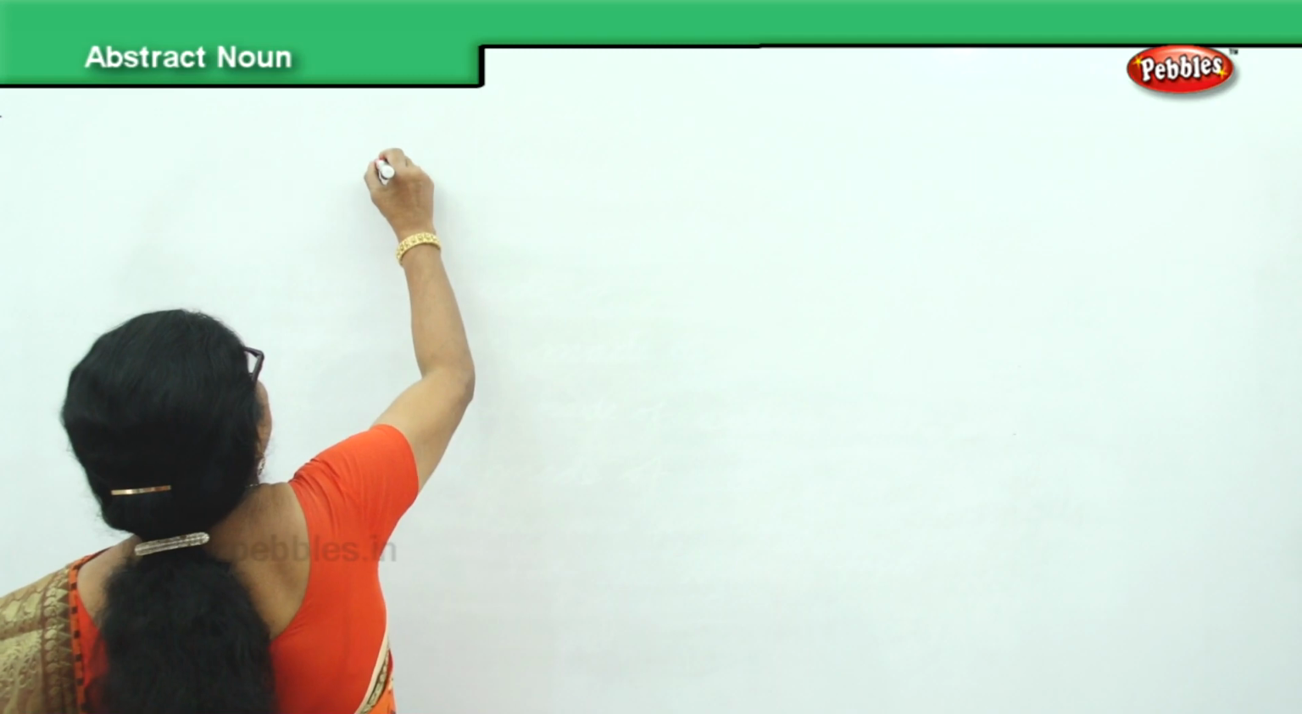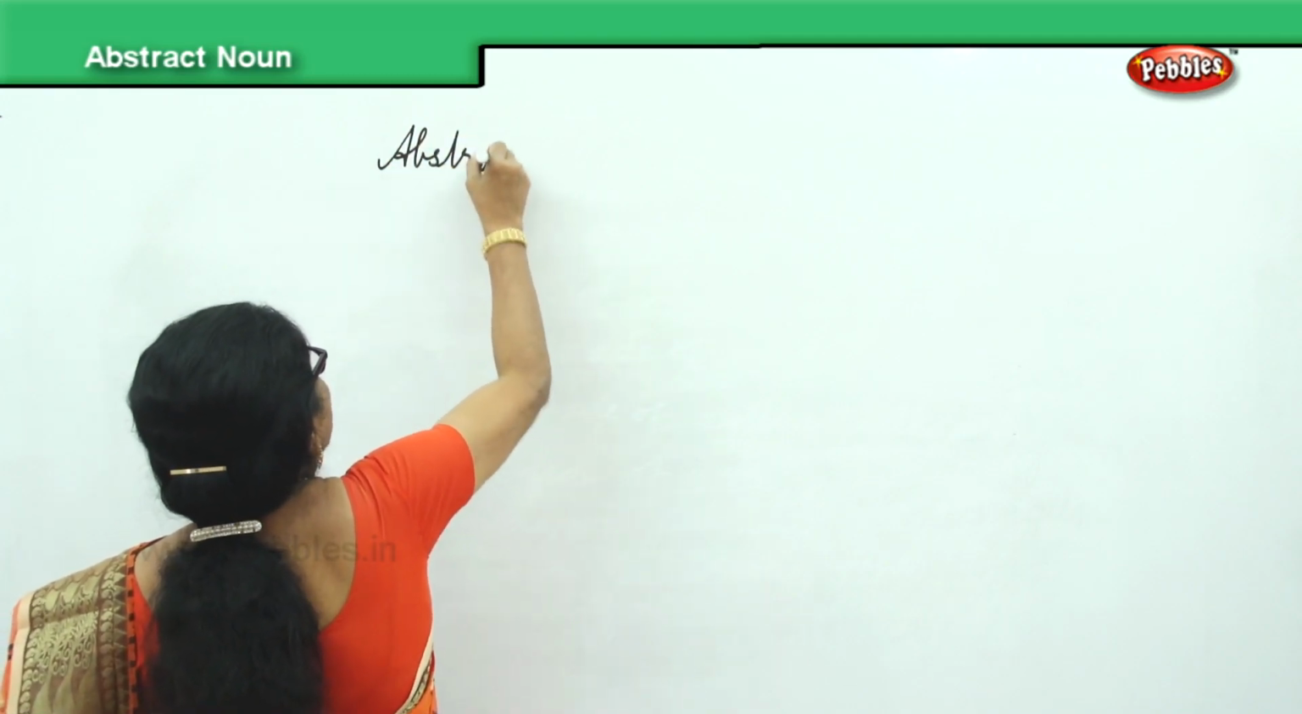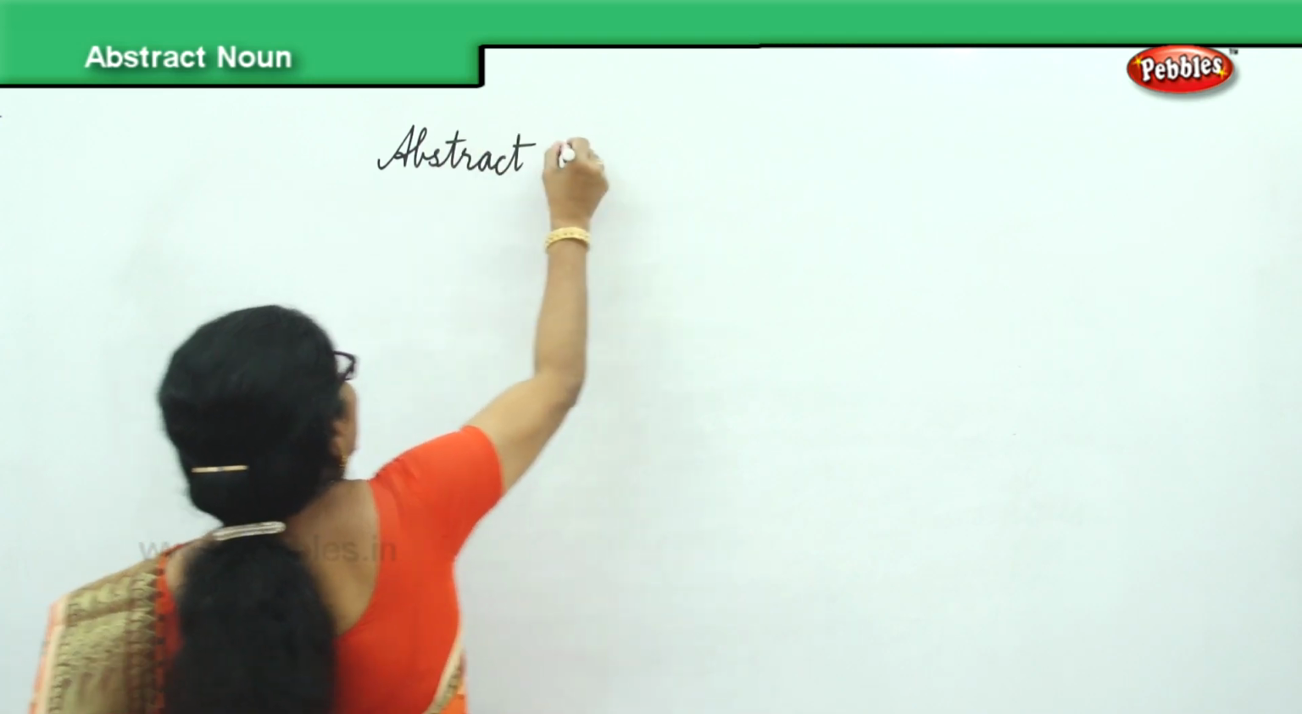So far we have done common nouns, proper nouns. We have done collective nouns. We have done material nouns. And finally now we are going to do abstract nouns.